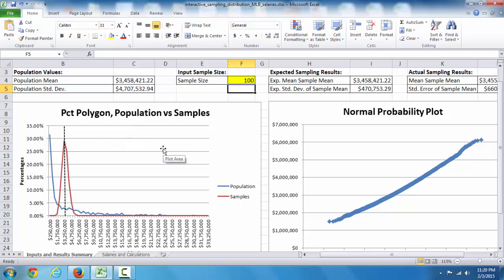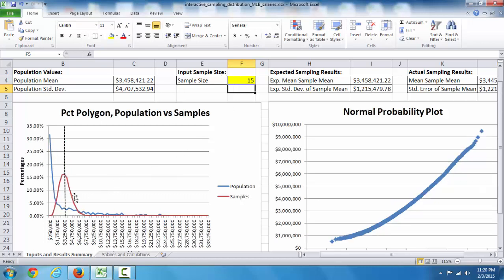The standard deviation of the sampling distribution, which is also called the standard error, is always going to be the population standard deviation divided by the square root of the sample size. So the larger the sample size, the smaller the standard deviation of the sampling distribution. And we saw that the distribution gets narrower and narrower as sample size increases. So I'll go back to a sample size of 15 just so you can see how now it's broader, the sampling distribution.